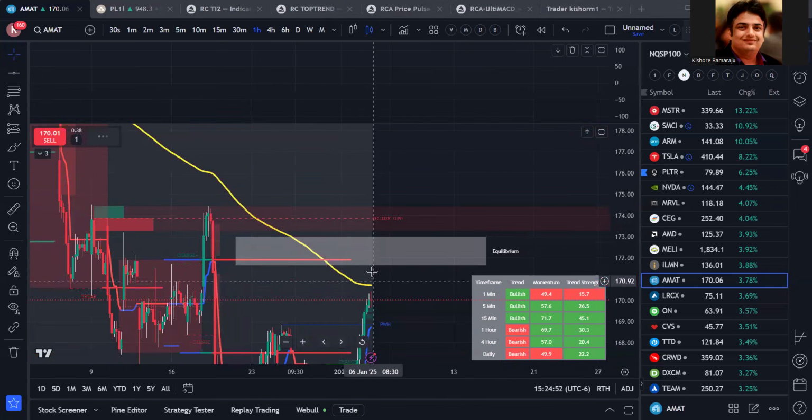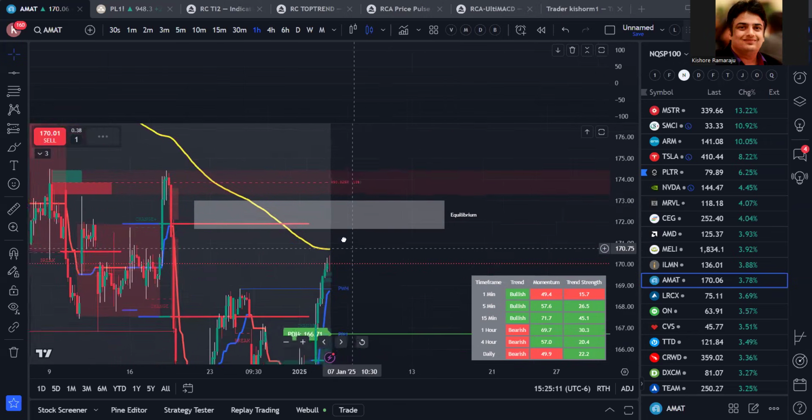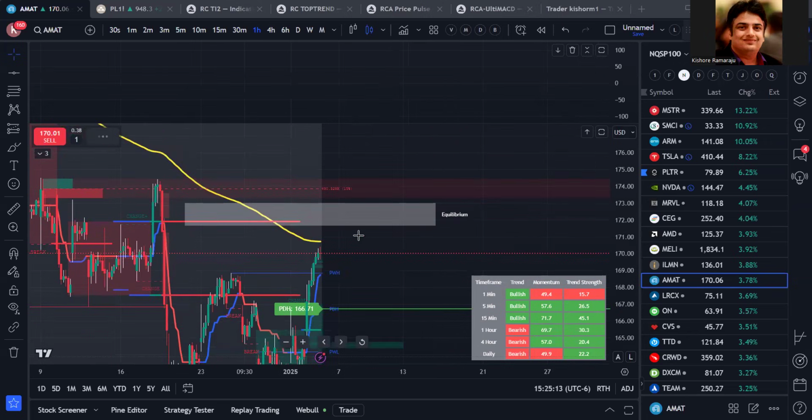For example, tomorrow, if we take an AMAT 170 call and it moves quickly to 174, we can make 100% profit with the calls. But if it continues to be choppy, if it just keeps going up, down, up, down, and then finally on Friday it moves, that is a little risk if it is in a choppy zone. But if it quickly goes up within a few minutes, we can make 40-50% gains.